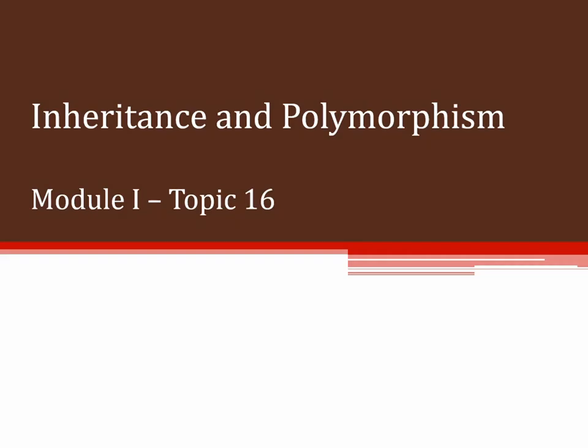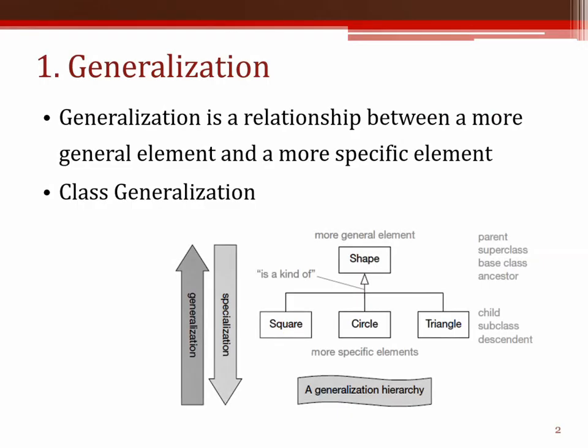In this session, we will learn about inheritance and polymorphism, two of the four fundamental principles of object-oriented programming. These concepts enable software reuse, flexibility, and efficient system design. Let us begin with generalization. Generalization represents the relationship between a general class called the superclass and a more specific class called the subclass.